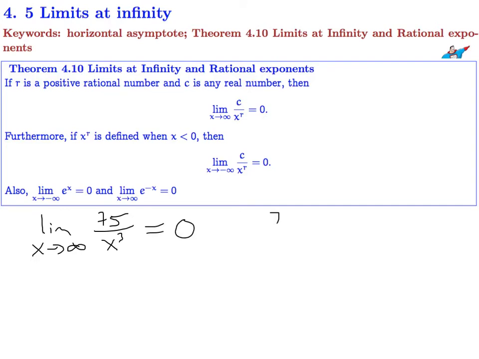It's true because you're going to take 75 and you're going to divide by big numbers. You're going to divide by 10 cubed. You're going to take 75 and divide by 100 cubed. You're going to take 75 and divide by whatever number that is cubed. And every time you put in larger numbers in the denominator, overall you're getting smaller and smaller, which means you're going to get closer and closer to 0 every time. So this is a really nice theorem that's going to help us out quite a bit. So let's look at some examples of how we can use it.